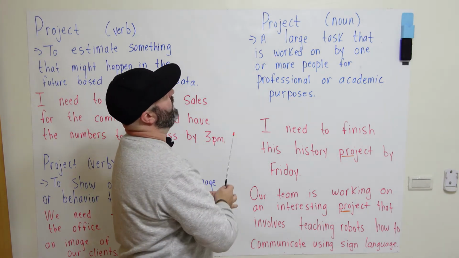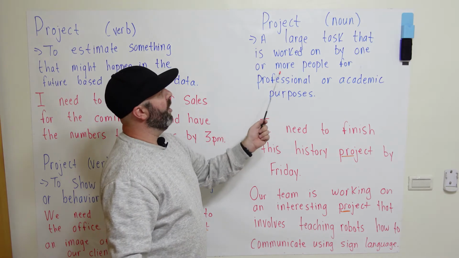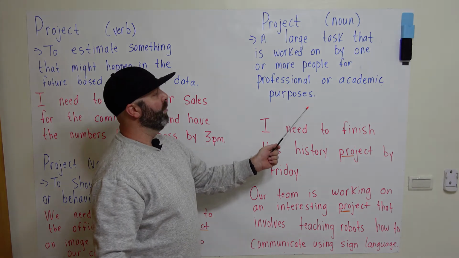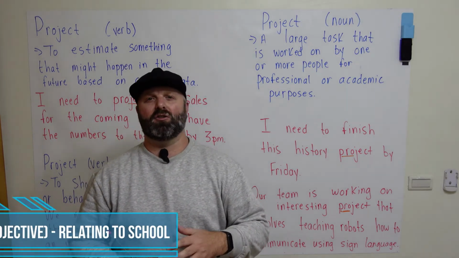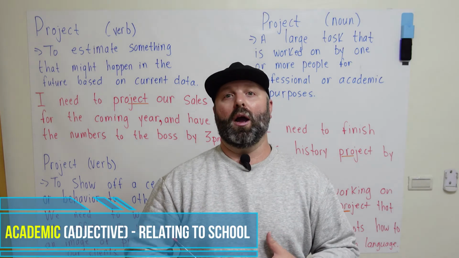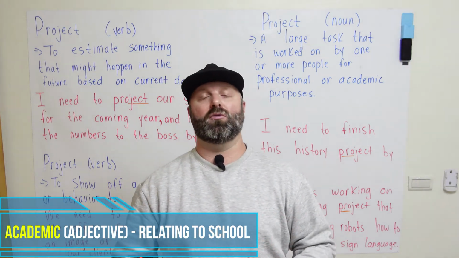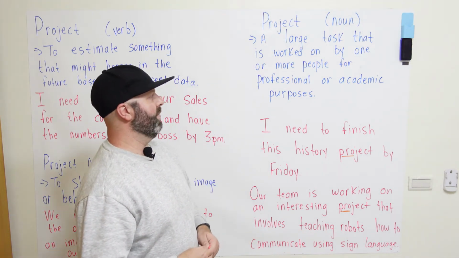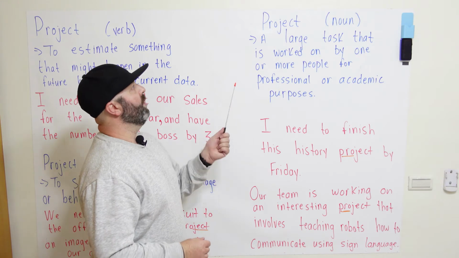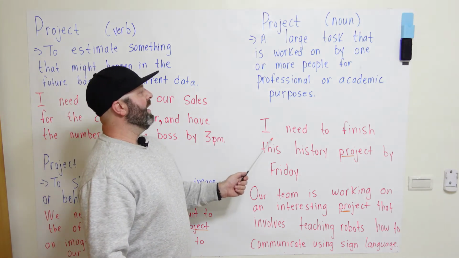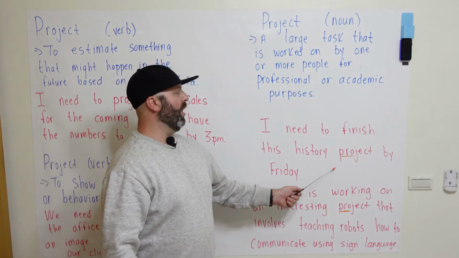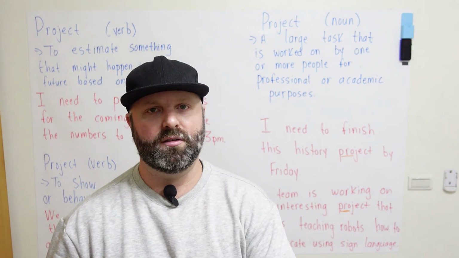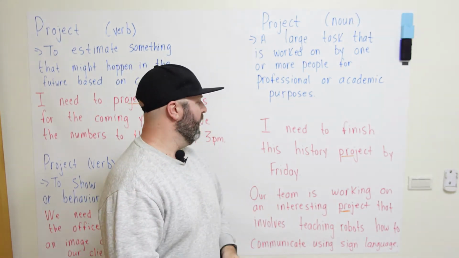So a project is a large task that is worked on by one or more people for professional or academic purposes. Academic just means that it's related to school. So it could be elementary school, junior high school, university, college, okay? Anything related to school. That's what academic means. It's an adjective. So when we use this as a noun, I need to finish this history project by Friday, okay? So you notice my voice here, project, project, okay?